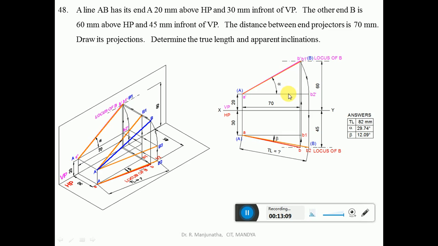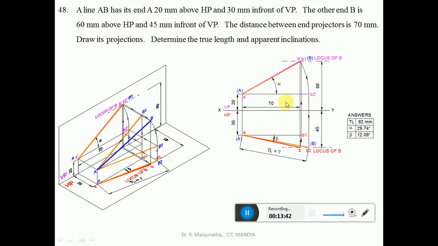Now similarly we need to find out the true length in HP. Since we want to find the true length in HP, the line has to be parallel to HP. So in order to make the line parallel to HP, you have to take the line which is inclined to HP. The line which is inclined to HP is A dash B dash. So this line has to be made parallel to HP. With A dash as center, take the radius of A dash B dash and draw an arc such that both A dash and B2 dash will be above HP by 20 mm.